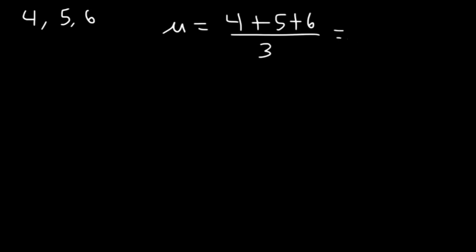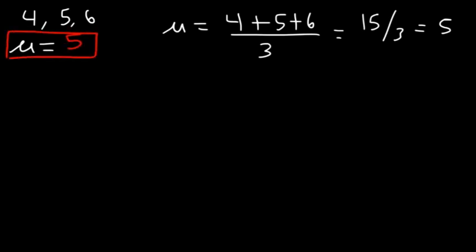4 plus 6 is 10, 10 plus 5 is 15, and we know that 15 divided by 3 is 5. So once again, anytime the numbers are evenly spread apart, the mean is going to be the middle number. So now, we can calculate the standard deviation. So sigma is going to equal the square root, but before we do that, let's calculate the differences.